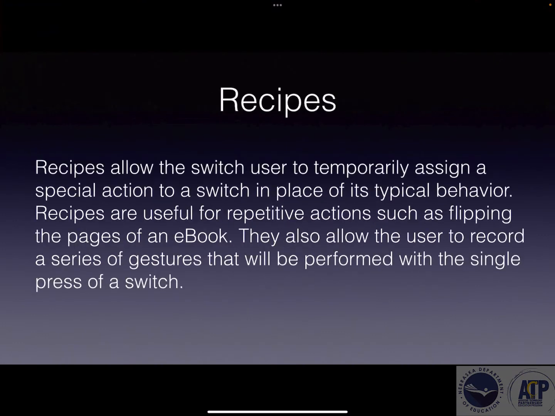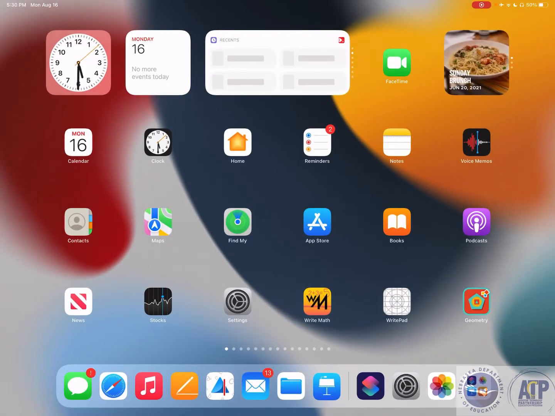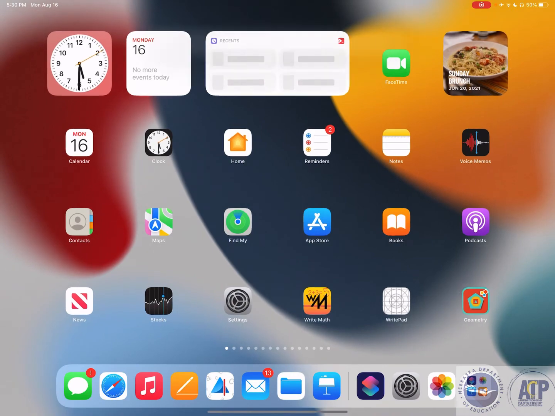All right. So recipes allow a user to temporarily assign a special action to a switch in place of its typical behavior. When I elicit a recipe, the recipe takes over that switch. So I don't get the menu items and those types of things, but it allows me to perform a specific action for a specific amount of time, like turning pages in an ebook. So let me show you how that works. Let's go into my Books app.